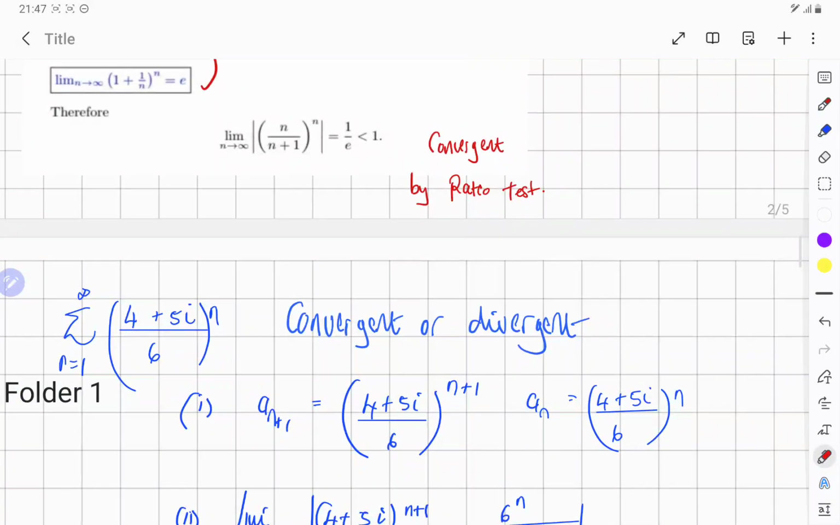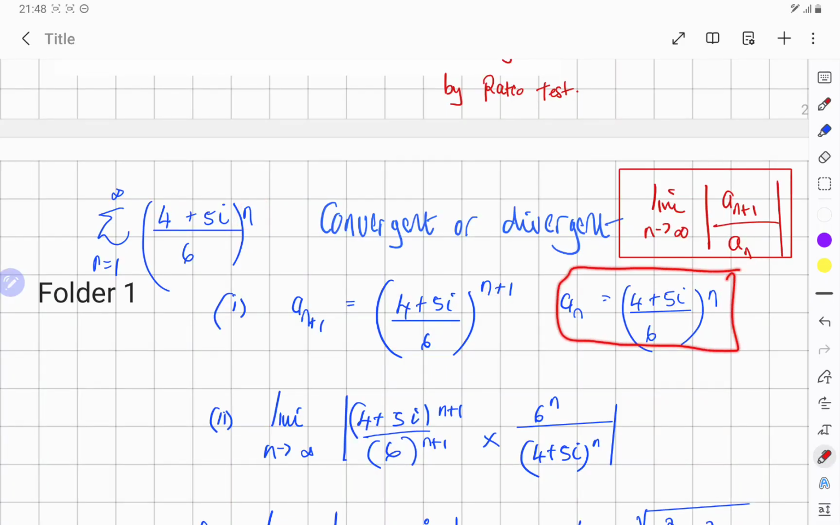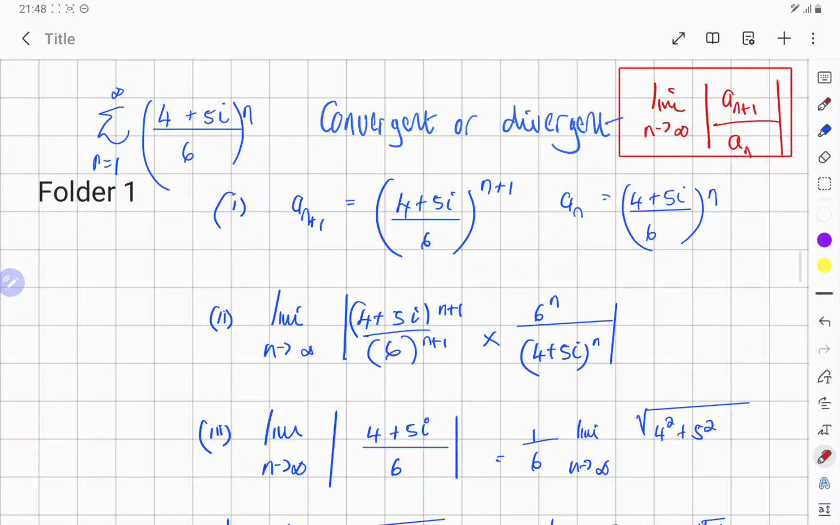Now, what I always advise students to do, when you use the ratio test, is to immediately write down the formula. Always do that in maths. Why? Because now from the formula you can see what you need to get. So obviously we need to get n plus 1 first. We're just going to replace n by n plus 1, and there we have a to the n. Now I'm going to use my formula.